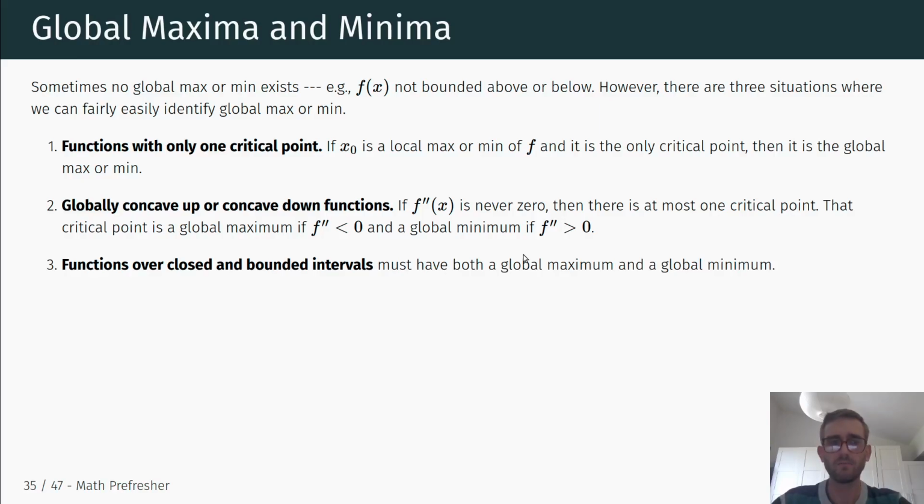And then third, functions over closed and bounded intervals must have both a global maximum and a global minimum. So if they are only defined over a limited range, then of course there must be a global maximum and a global minimum.